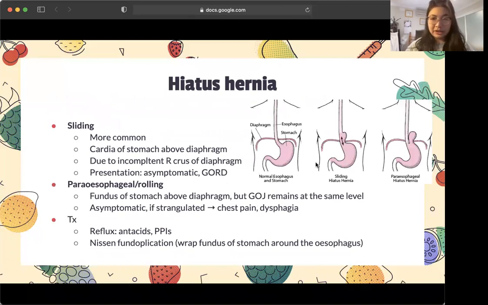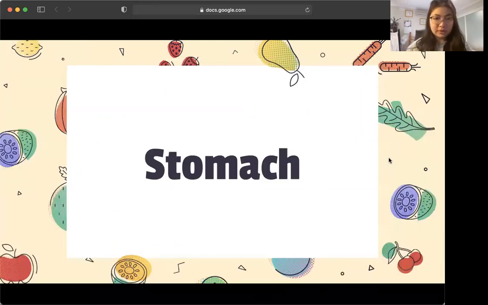So 2 types of hiatus hernia we want to be aware of. Sliding hernia is more common. It's when the cardia of the stomach slides above the diaphragm, and so the GOJ actually moves up as well. Whereas in a paraesophageal hiatus hernia, you've just got the fundus herniating up, but the GOJ remains at the same level. A lot of the time people have these types of hernias, but it's completely asymptomatic or they just have GORD. So just be aware of that.